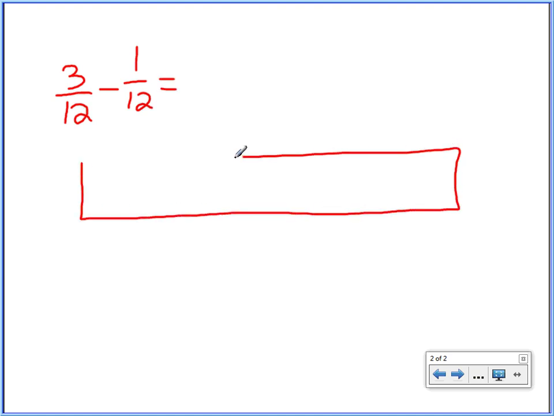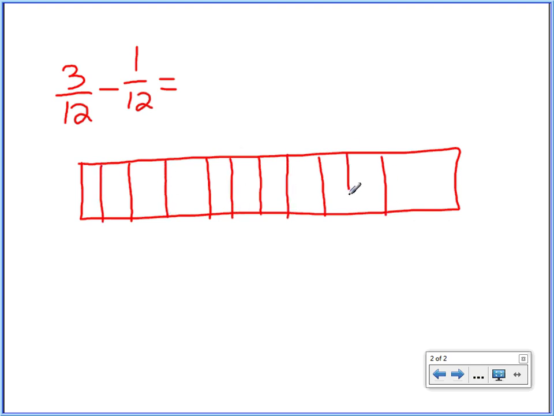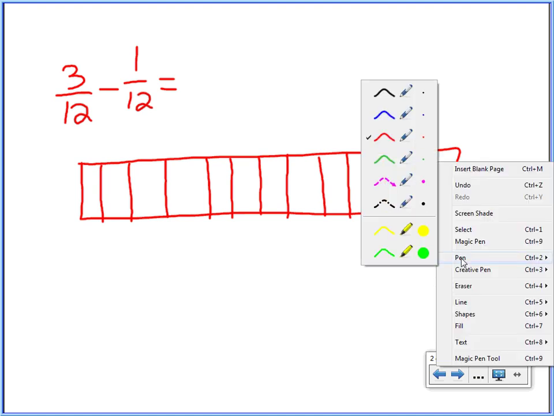Now, let's look at subtracting. Let's look at something like this. 3/12 subtracting 1/12. Let's draw this out. I'm going to cut into thirds. Then I'm going to cut into sixths. Then I'm going to cut into 12ths. And I'm going to choose a new color here.